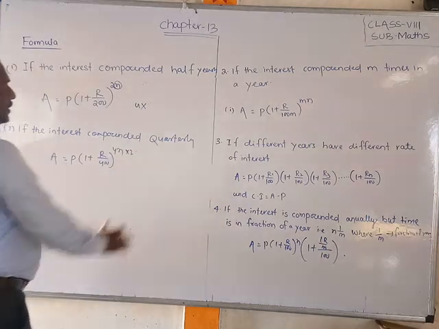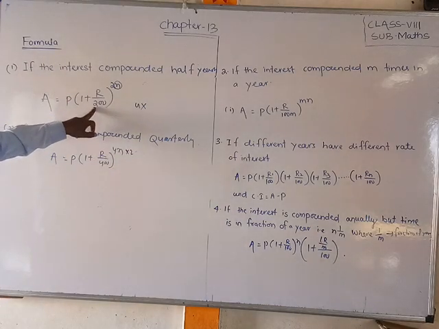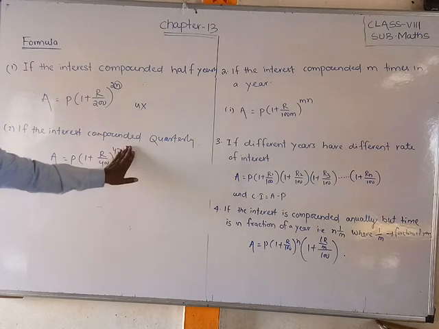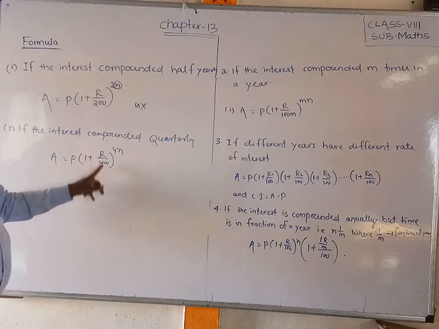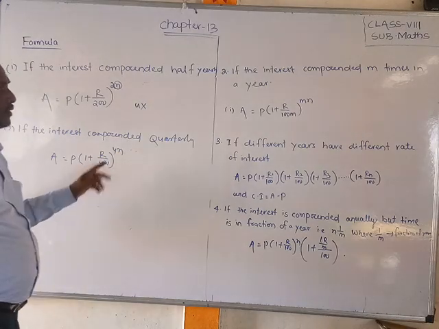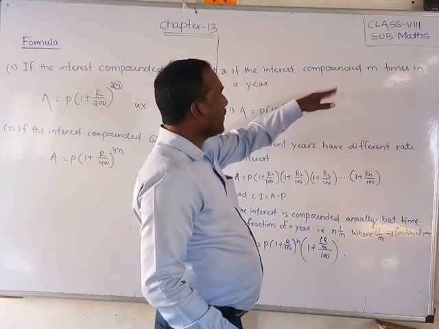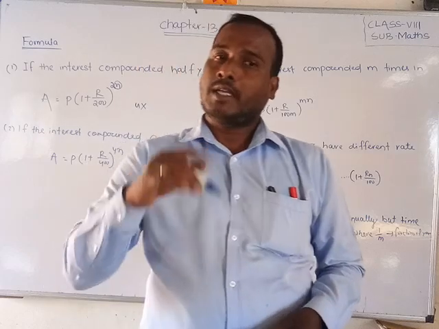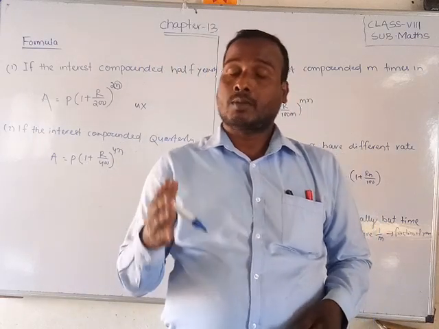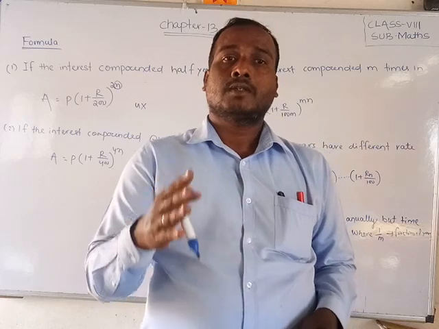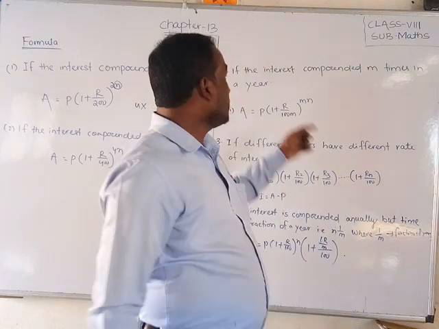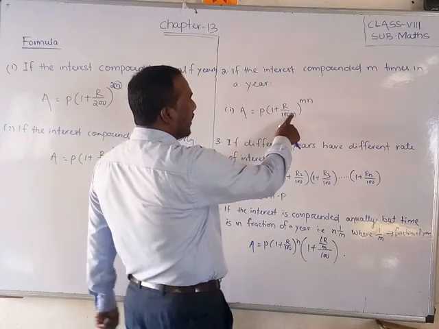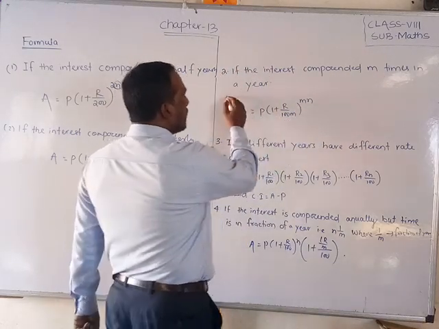Did you understand? If it is half yearly, you have to divide it by 2, that means 2 into 100, 200. If it is quarterly, then you have to divide it by 4, that means 4 into 100, that is 400. So next friends, if the interest is compounded m times a year, 2 times means by 2, 4 times means by 4. But if it is m times, we don't know how many times, whatever is given, you have to put m with r and n with m. This is the direct formula.